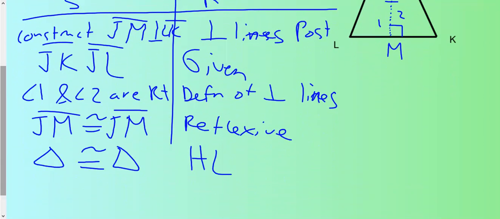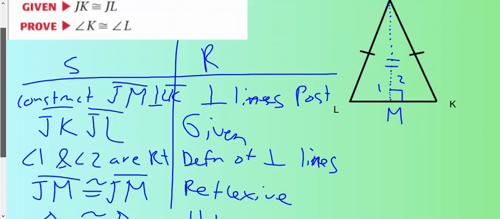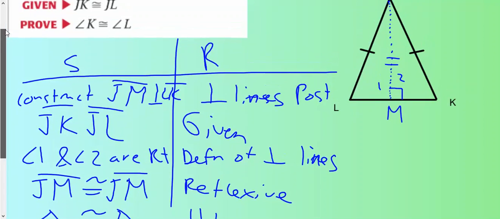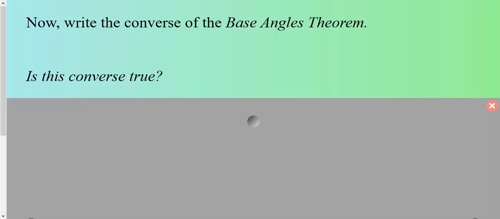And then CPCTC says that angle L is congruent to angle K. So I proved the triangles are congruent to show that the parts are congruent. All right, and that is the base angles theorem proof. Basically, it's what we worked with yesterday, except we have an auxiliary line.